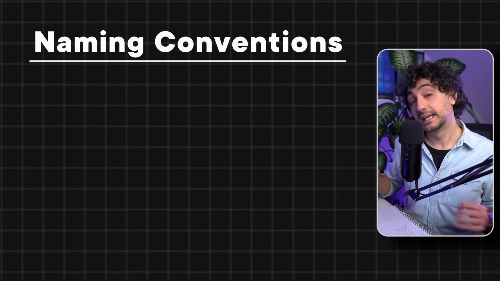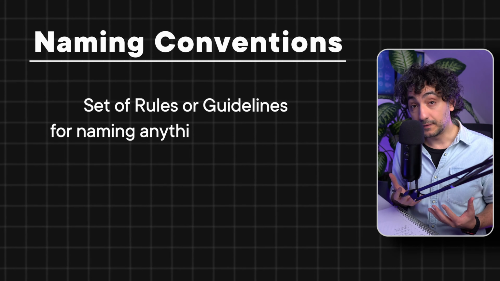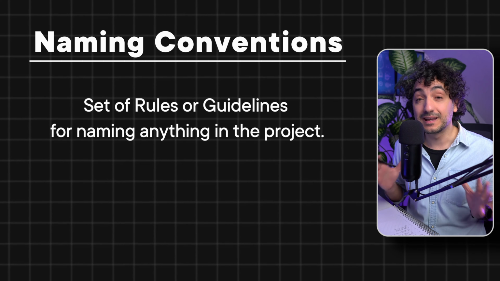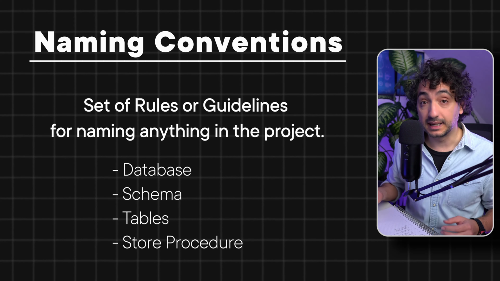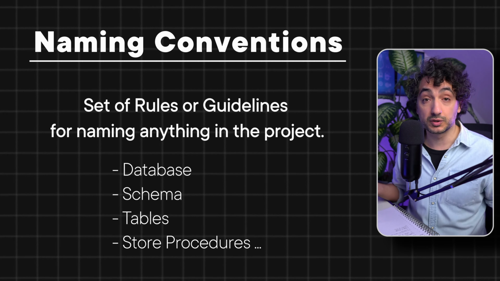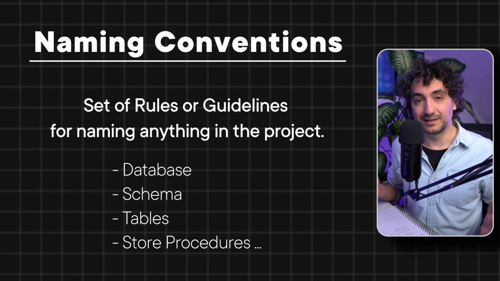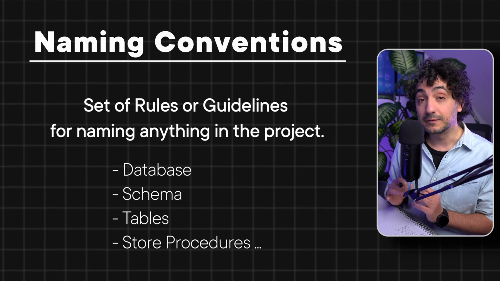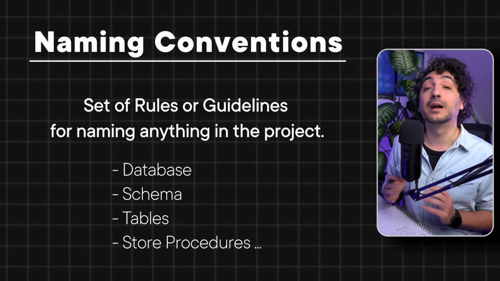Alright, so now at this phase of the project, we usually define the naming conventions. So what is that? It is a set of rules that you define for naming everything in the project. Whether it is a database, schema, tables, stored procedures, folders, anything. And if you don't do that at the early phase of the project, I promise you chaos can happen.